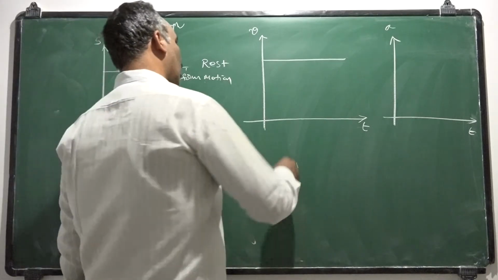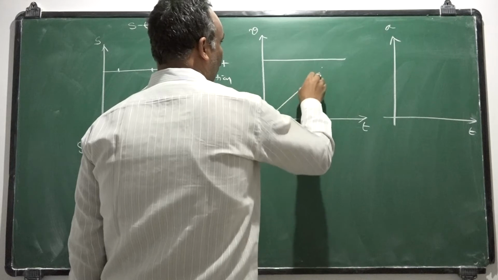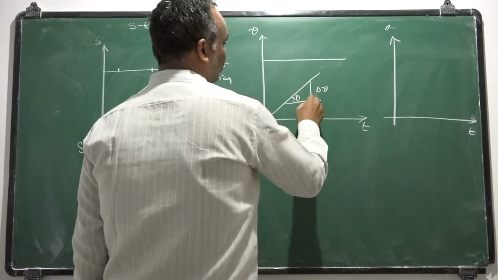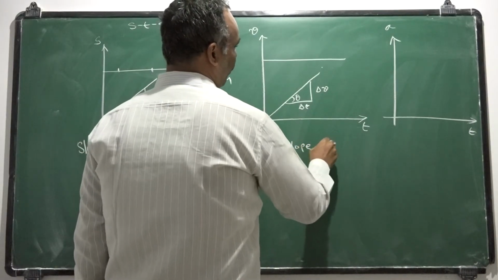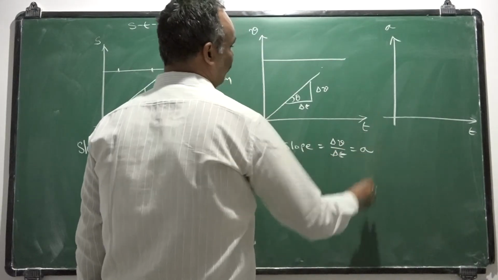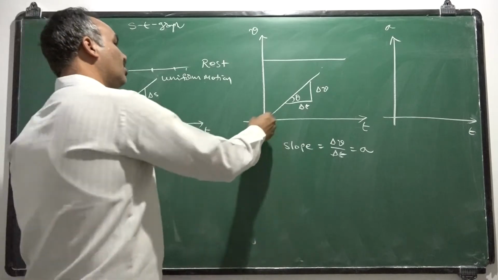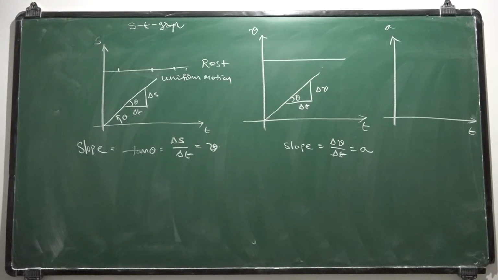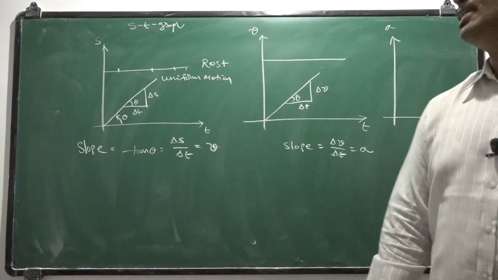If we draw the velocity time graph as a straight line, then its slope delta v by delta t is constant over this straight line. So here slope delta v by delta t represents acceleration of the body. As the acceleration is constant over this straight line, body is said to be in uniform accelerated motion.